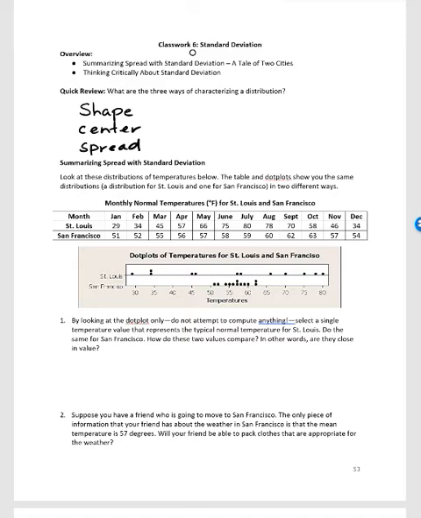Take a look at these distributions of temperatures below. The table and the dot plots both show you the same distributions. There's a distribution for St. Louis, and there's one for San Francisco. They show the temperatures for all 12 months, so monthly normal temperature, so I'm guessing that this must be the average temperature for the month. For all 12 months for, again, St. Louis, as you can see on the top row of the table, San Francisco on the bottom row of the table. Same information is presented in the dot plot.